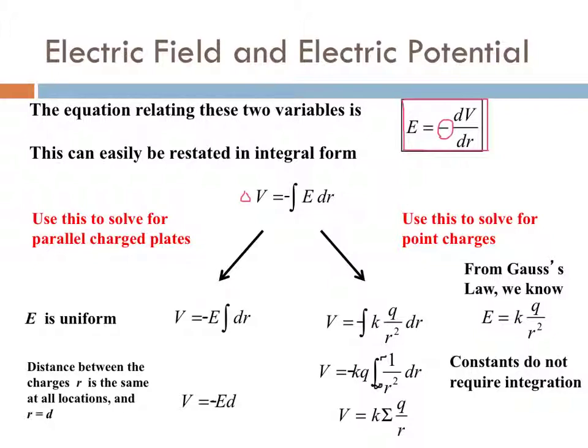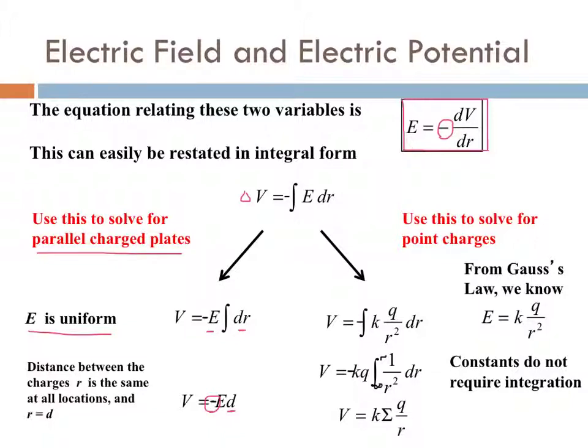We use this equation for parallel charged plates, where our electric field is going to be constant, so we can pull that out of our integral, and we are changing with respect to position, so we have our d there. Remember that we still have that negative, but this just tells us the direction of the electric field.